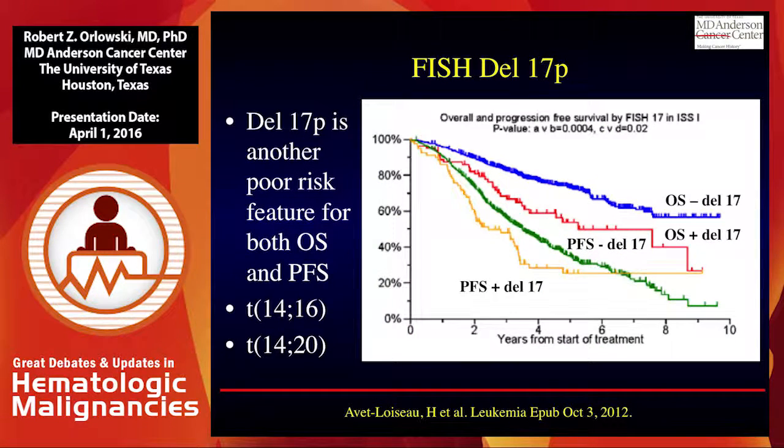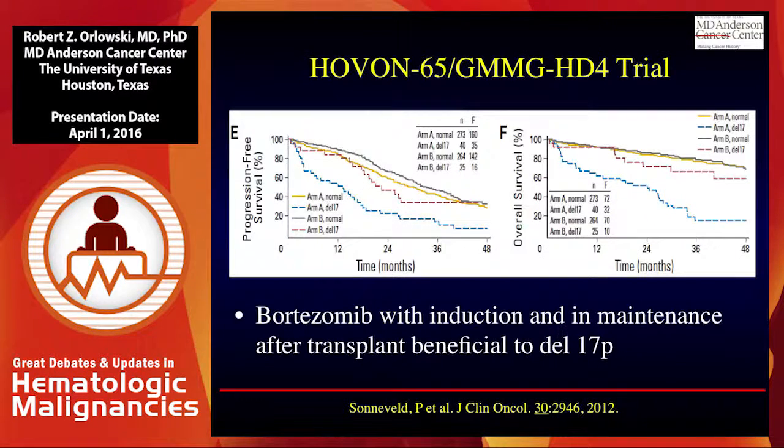Of course, FISH is something you're very used to using, and here are some data with deletion 17p, which is one of the bad actors and probably one of the more common ones. At least about 10% at the time of diagnosis will have deletion 17p by FISH, but in the relapsed refractory setting, you're probably talking about maybe 30%, maybe even 40%. So think about redoing the FISH if people relapse, especially after transplant.